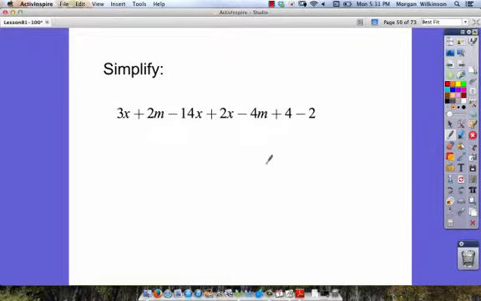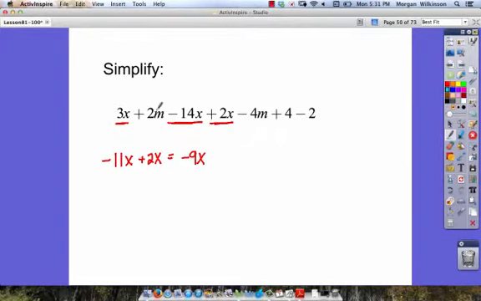Here we want to simplify again. We're going to start with the x's. We can see we have 3 x's. Then if we go across, we have negative 14 x's. We have 2 x's. And that would take care of all of our x's. So 3 minus 14, that would be negative 11x. Then we're going to have to add 2x to that. And when we do that, we're going to get negative 9x. So we've got negative 9x's.